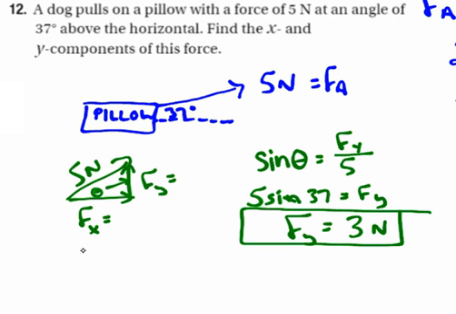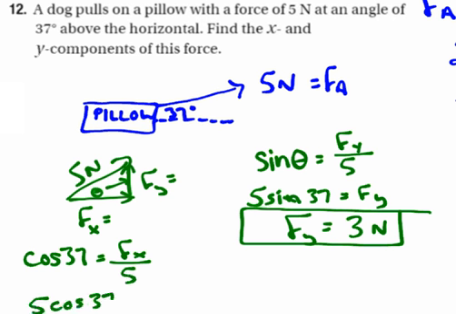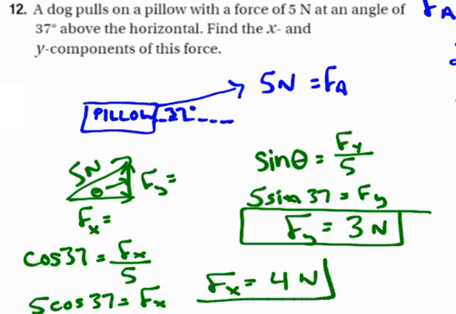And the force in the x direction, that's the adjacent side, so we're going to use cosine. Cosine of 37 is equal to the adjacent over the hypotenuse. 5 cosine 37 is the force in the x direction. So the x portion of that force, 5 cosine of 37, I think that one's going to be 4. And it is 4 newtons.